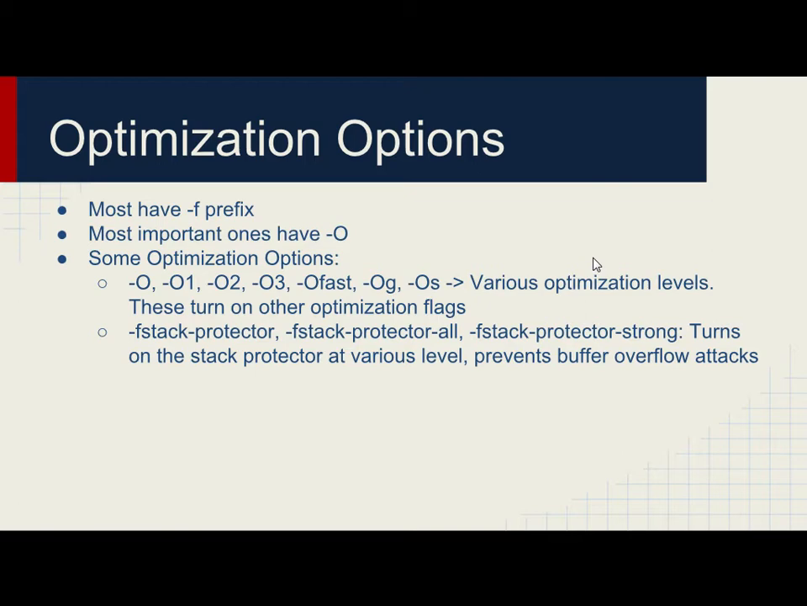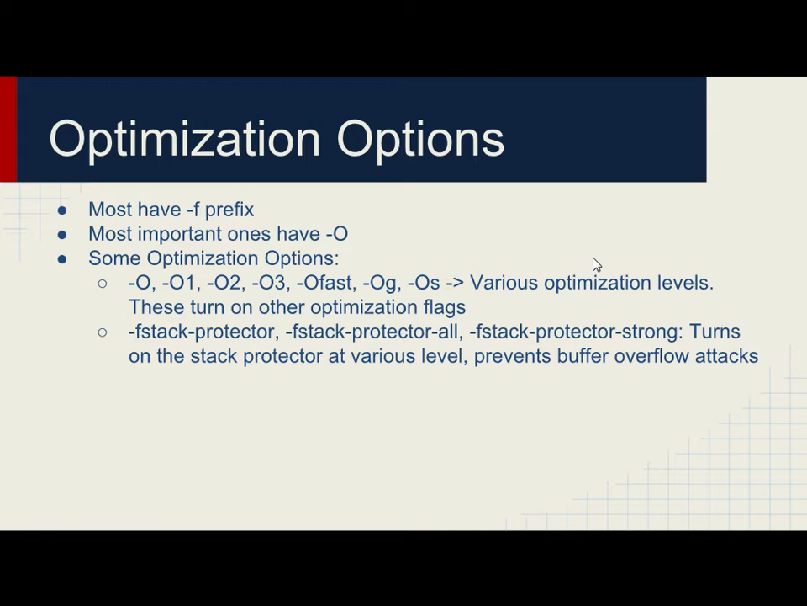Most have the -f prefix, but the important ones have the -O prefix. So, -O, -O1, -O2, -O3, -Ofast, -Og, and -Os. These are the various optimization levels. -O is basically minimum optimizations. -O1 is basically the same thing. They're equivalent. -O2 is slightly more optimizations.